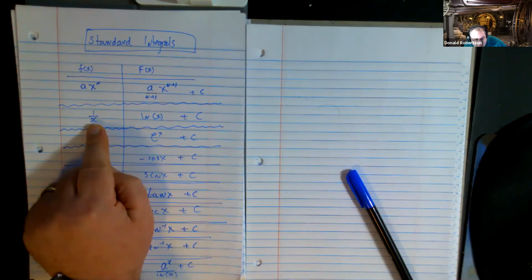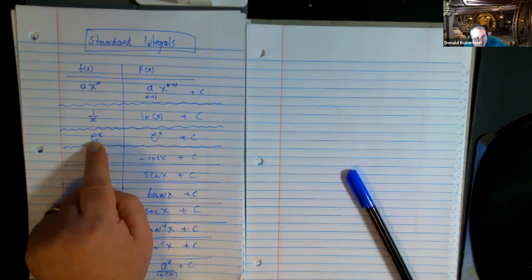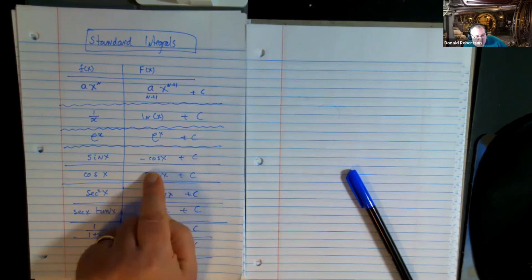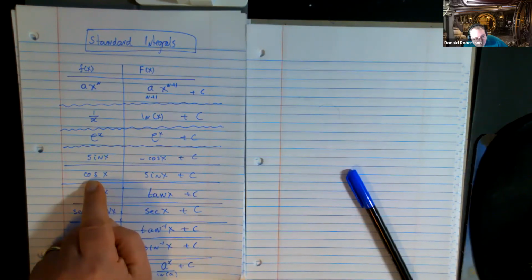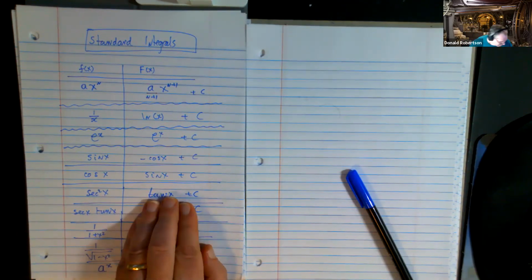The antiderivative of 1 over x is log x, the natural log of x. I like this one. The antiderivative of e to the x is just e to the x. The antiderivative of sine is negative cosine, and the antiderivative of cosine is positive sine. I can't remember if we did this one, but now I'm doing it if we haven't. Do you know that the antiderivative of secant squared is tan?